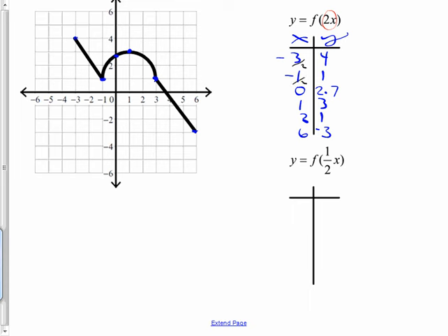And 0 over 2 is 0, so I'm going to leave that one alone. 2 over 2 is equal to 1, so I'm going to make that into a 1. And 6 over 2 is equal to what? 3. There's all my new points. If I graph that, I will have my little squiggly shape cut in half widthwise.